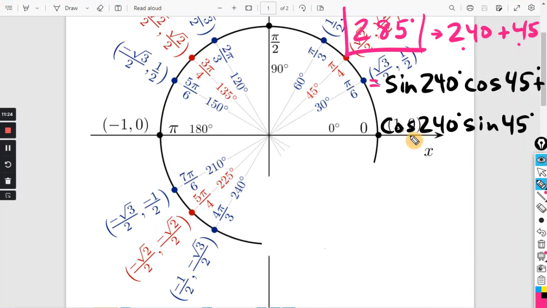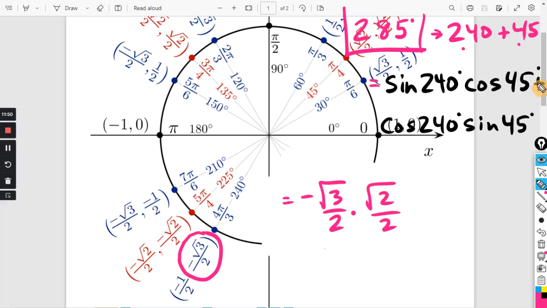All right, cosine is x, sine is y. So sine of 240, we're looking at sine negative radical 3 over 2. Cosine of 45, and you can't see it here, but here's 45, the x-coordinate is radical 2 over 2. And that's going to be plus cosine of 240, the x-coordinate at 240 is negative 1/2. And sine of 45, you can't see it, but right here, 45, the y-coordinate is radical 2 over 2.